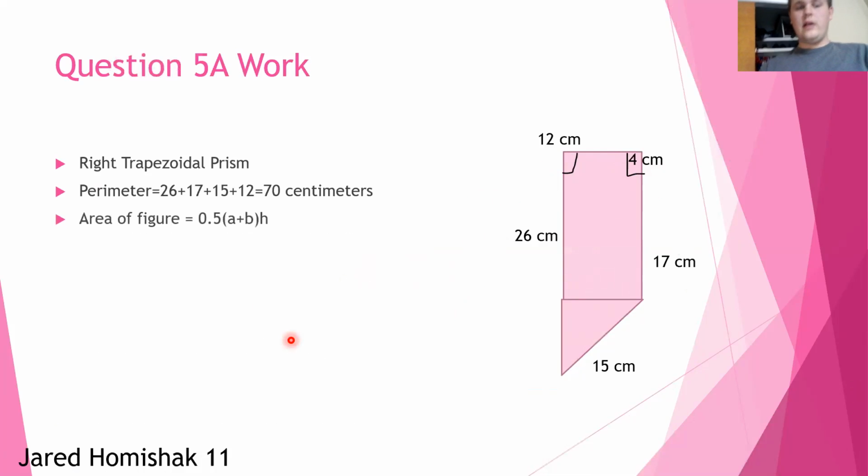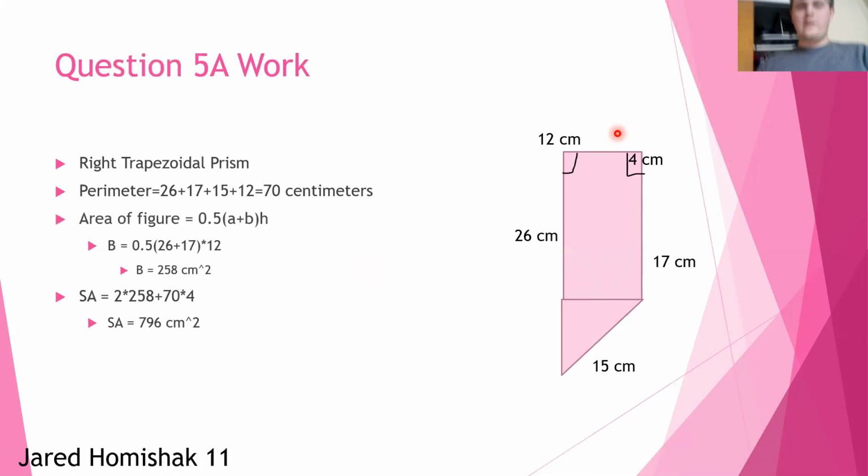And once again, our area is half of a plus b times our height. And to apply it, we add up 26 and 17 for a and b, and multiply that by our height here, which is 12. That comes out to 258 centimeters squared. And then for our surface area, we use this information to calculate it by creating this formula, which equals out to 796 centimeters squared.